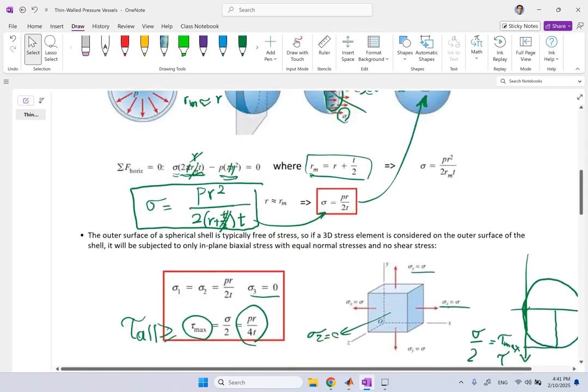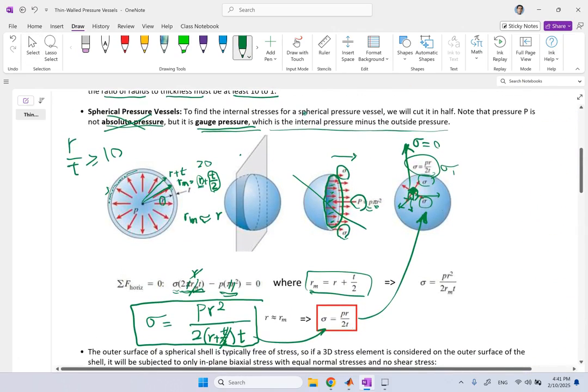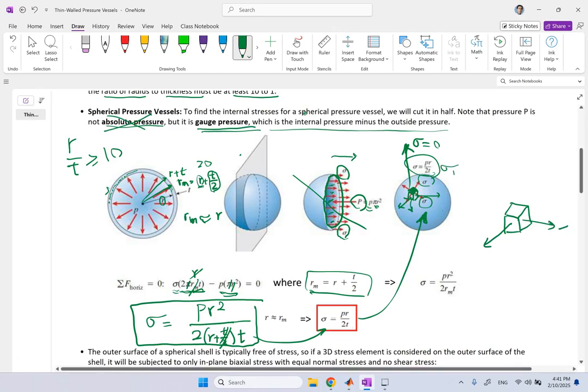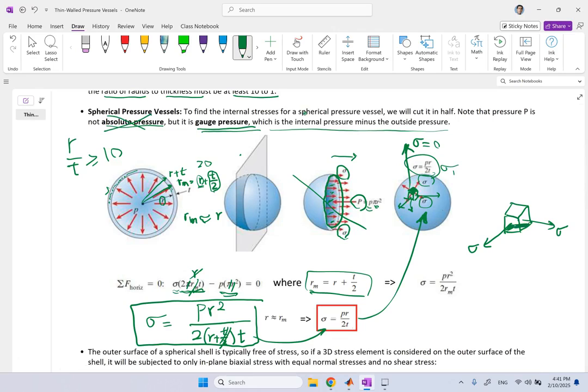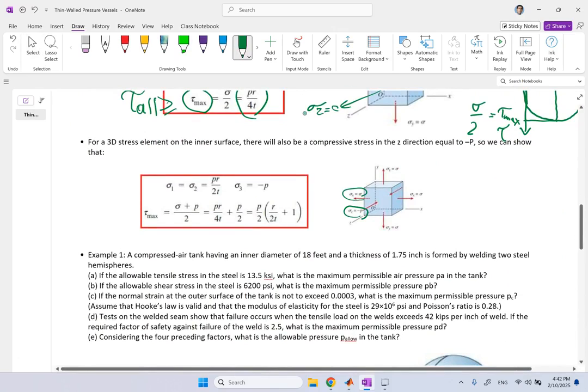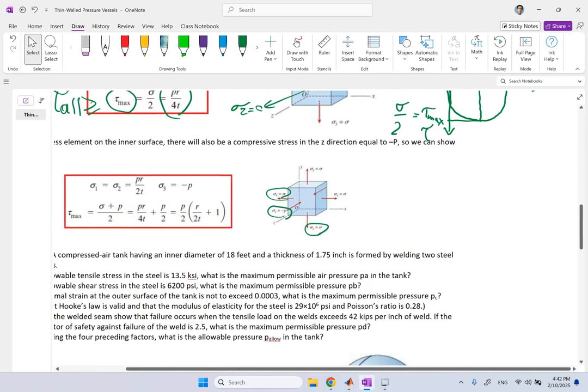Now, if you look inside, if this element goes a little bit inside, so now when you look at this element, still on the x and y, you have sigma, but this bottom surface here, underneath it is this pressure P. So sigma equals negative P for the bottom surface. And so the state is going to be sigma z is negative P, but x and y are equal to sigma. And in this case, you're going to get another number.